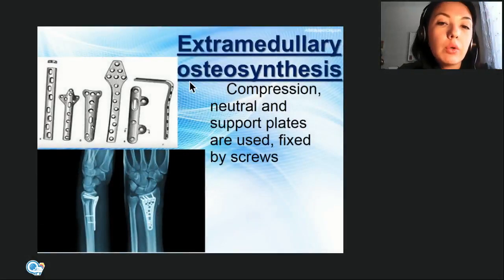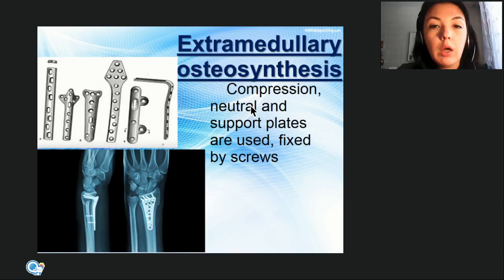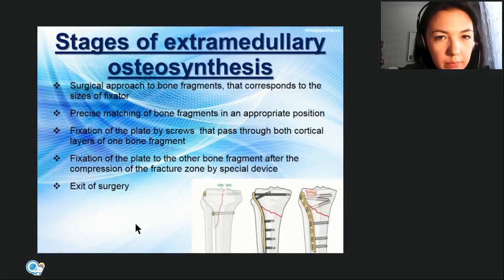So, extramedullary osteosynthesis. As I have already told you, different plates are used, fixed by screws. Here you can see it, for example, in case of radius fracture. Yes, they can be different.